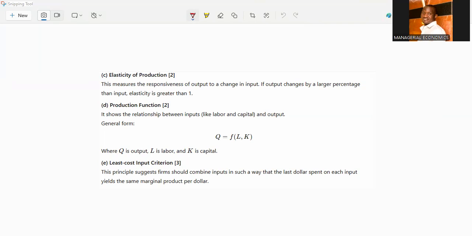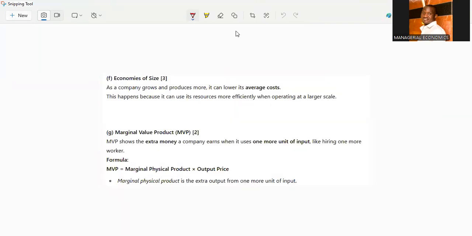Then we have what we call economies of scale. Have you ever heard that term, economies of scale? So what is economies of scale? When dealing with economies of scale, we're basically looking at what? A company that grows and produces more at lower average costs. This happens when we can use resources more efficiently when operating at a larger scale. It is actually producing goods and services at a lower cost. So Zambia Sugar has economies of scale because it's able to produce sugar at lower cost than Mansa Sugar. That's why the cost of Zambia Sugar may be lower.